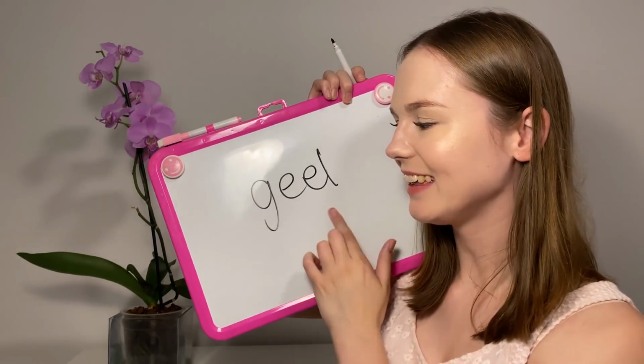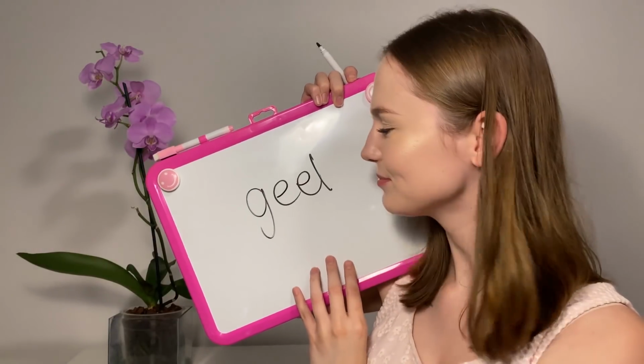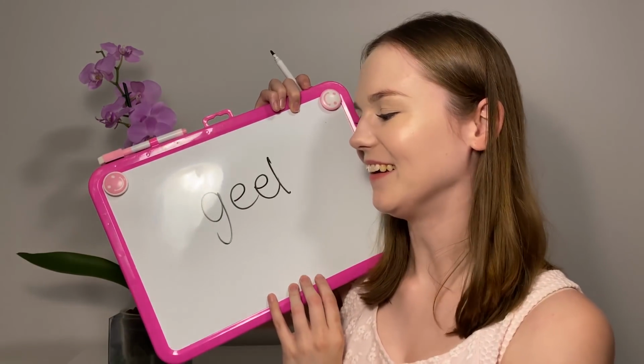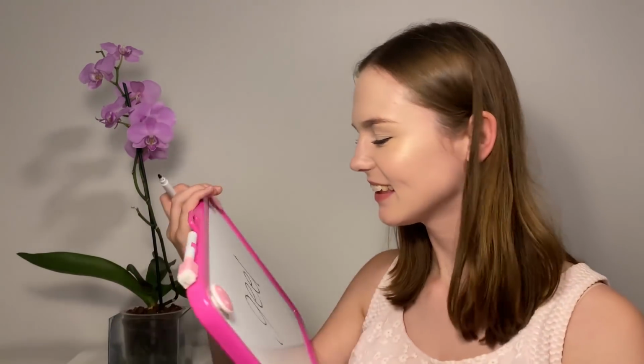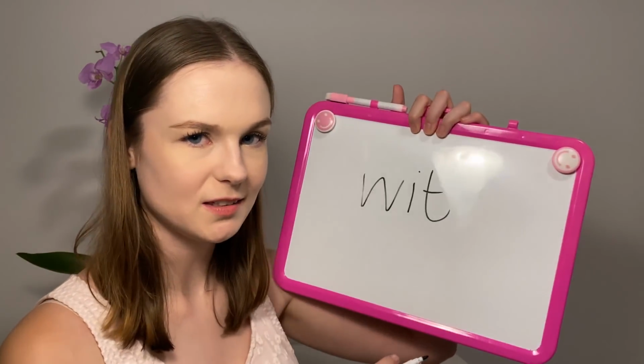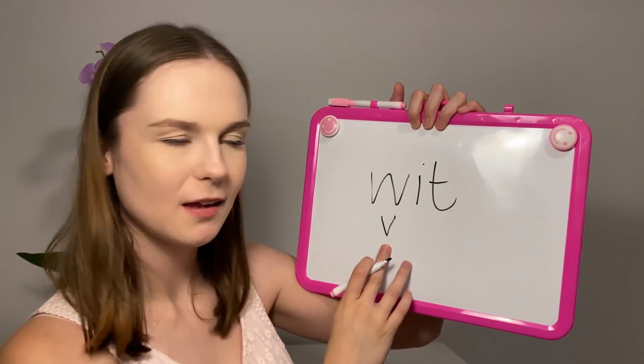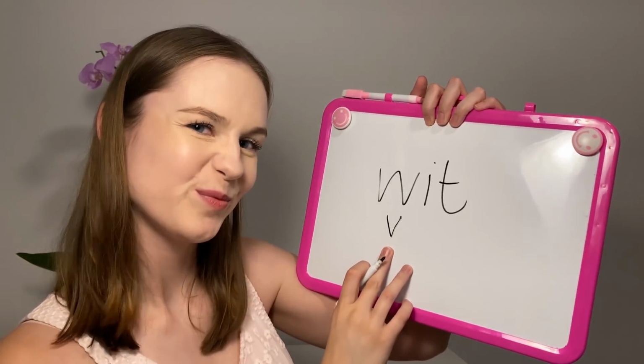Then we have geel. That is, believe it or not, yellow. And then the last one is white, which is wit. Which is the V sound. Wit. There we go. So now you have learned quite a bit more of Afrikaans.